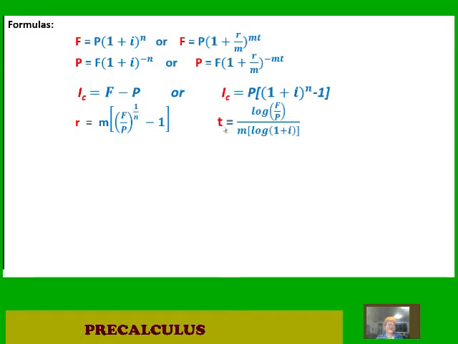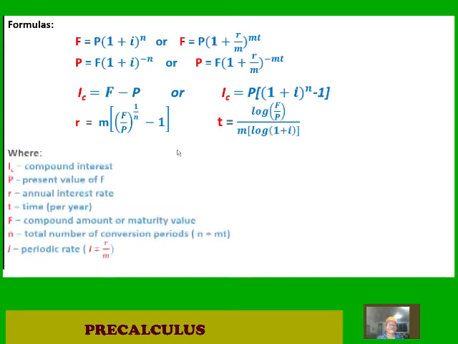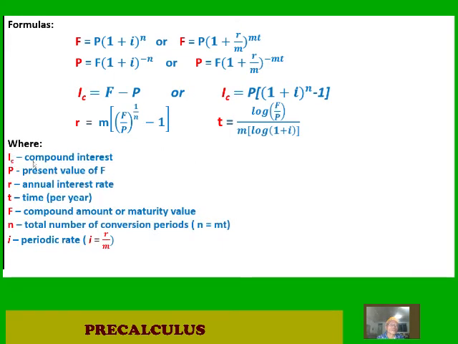For the time in years, it is equal to log of F over P all over M times log of quantity 1 plus I, where I is compound interest, P present value, annual interest rate R, time T in years, F compound amount or maturity value, N total number of conversion periods. This is the formula. N is equal to M times T. I, the periodic rate, is equal to R over M.